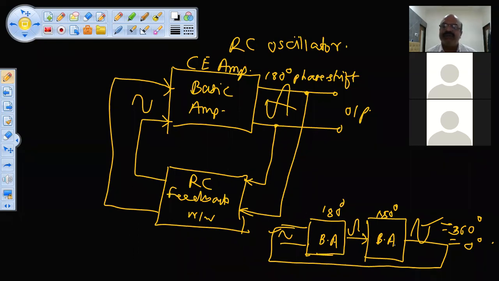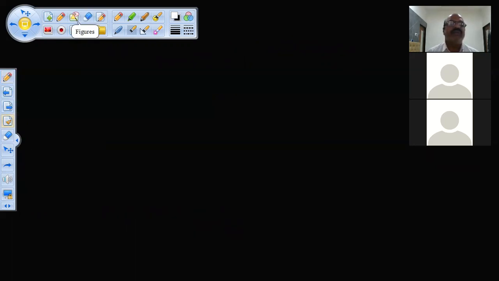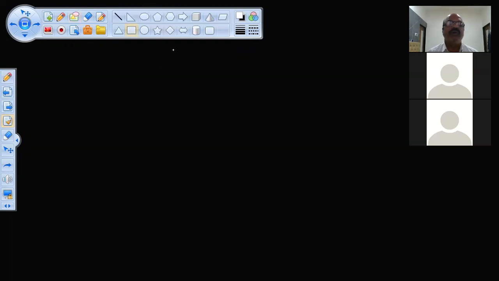So either you can use a phase shifting network to produce the 180 degrees phase shift, or you can use one more basic amplifier connected to the first basic amplifier. Both the amplifiers will produce 180 degrees phase shift. And here I use a feedback network consisting of R and C. Through this feedback network, I give the signal back to the input of the first basic amplifier. So two cases are there. First case, I will just draw.